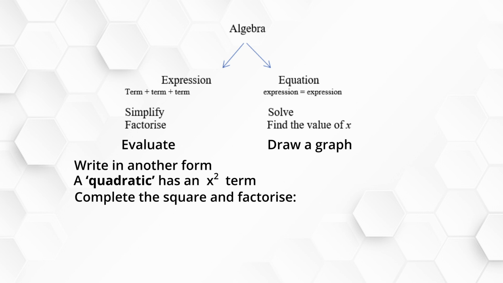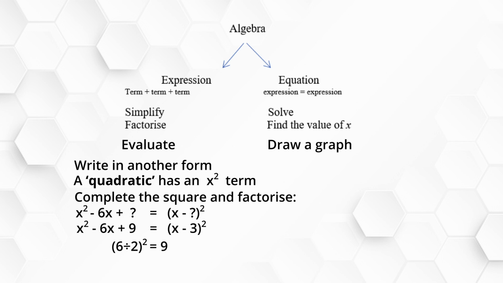Any quadratic trinomial which has a 1x squared term can be changed into a perfect square trinomial by adjusting the constant. Let's look at the quadratic trinomial x squared minus 6x plus 9 as shown on the screen. Divide the 6 by 2 and square the result. 6 divided by 2 is 3 and 3 squared is 9. By adding 9, you have created a perfect square trinomial which can be factorized as (x minus 3) all squared.